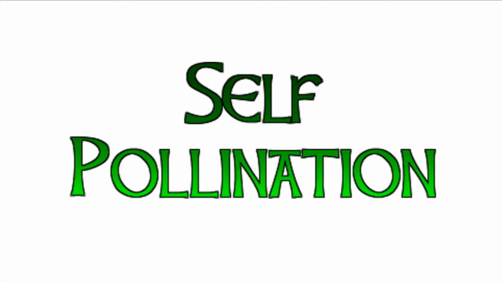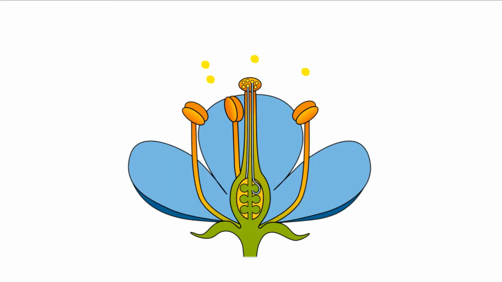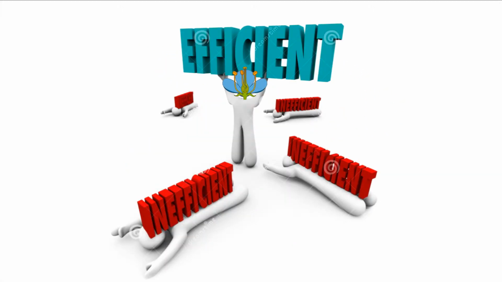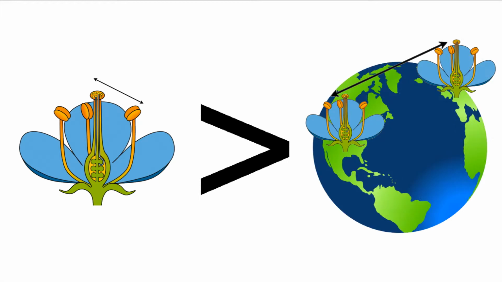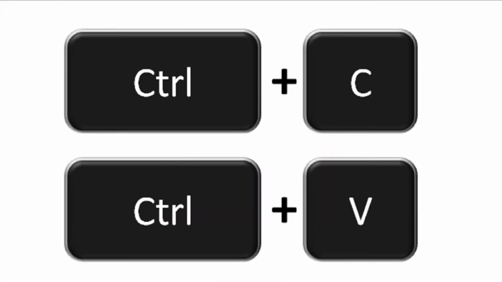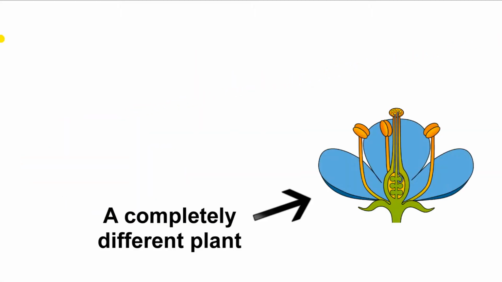In self-pollination, pollen is transferred from the anther to the stigma of the same plant. This is very efficient as the pollen doesn't have to transfer very far, but this does not offer much chance of genetic variation. Cross-pollination. Pollen is transferred from the anther of one plant to the stigma of a different plant.